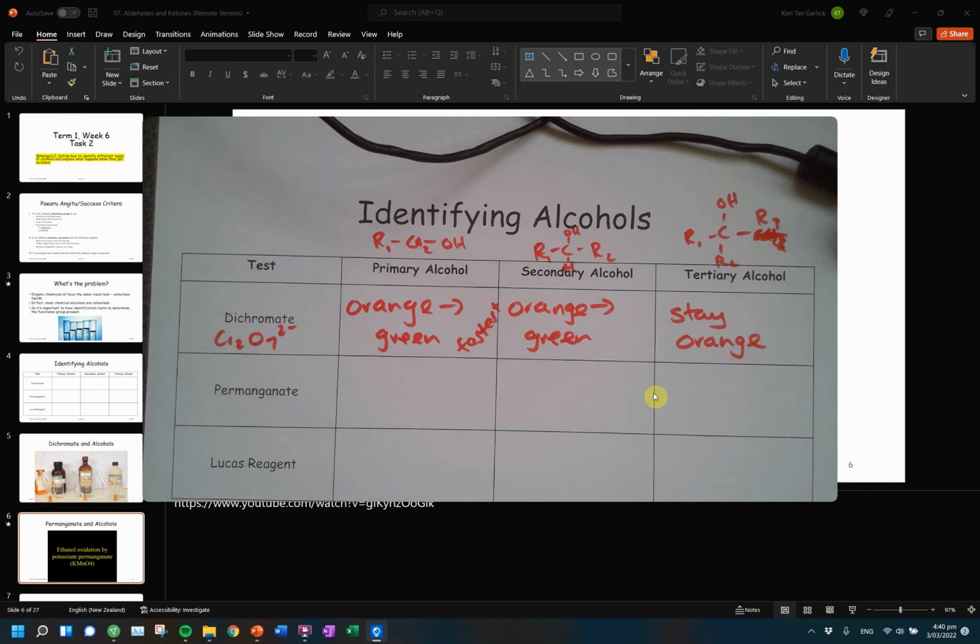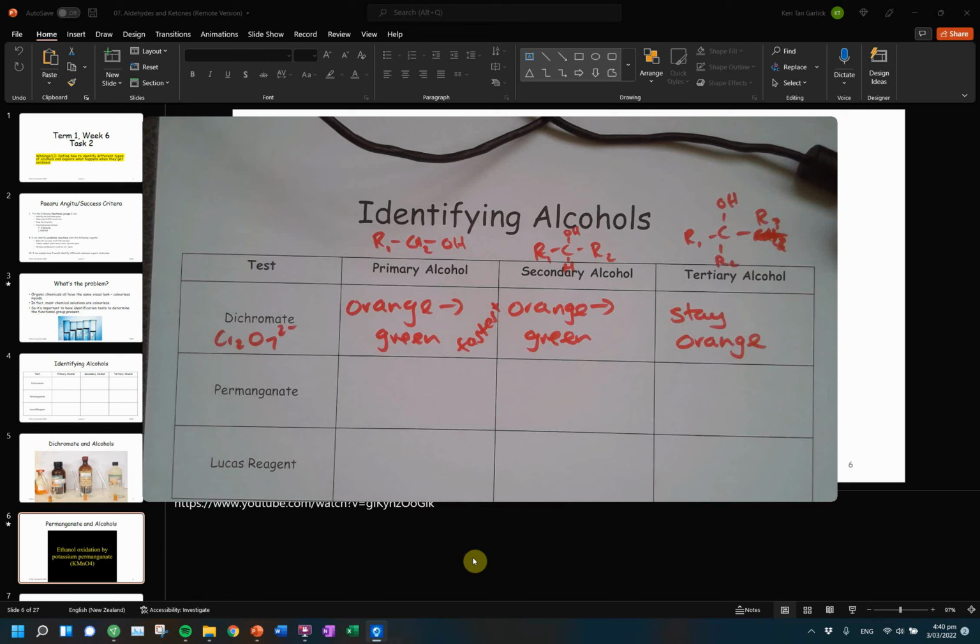So permanganate is that MnO4 minus. It's going from the purple to colorless. Unless it's not acidified, then it will turn brown. And that's because you're getting the manganese ion. So I'll just make some extra notes in case you're curious. From that's going to Cr3 plus, and that's going to Mn2 plus. Don't worry, we will do a lesson on redox.